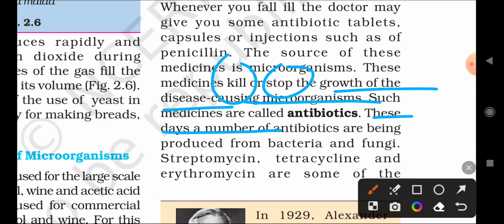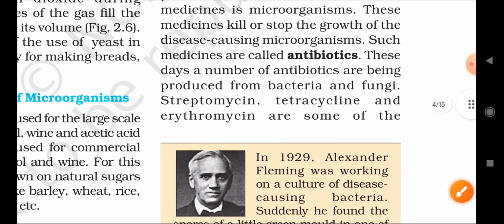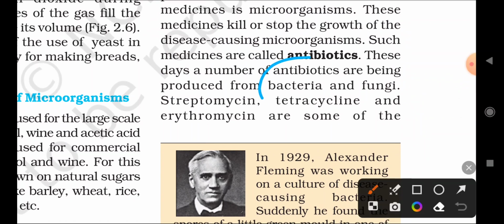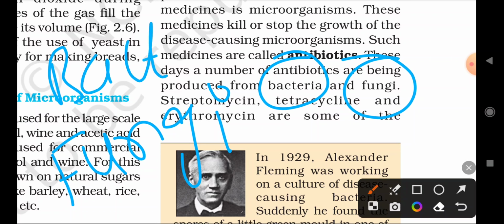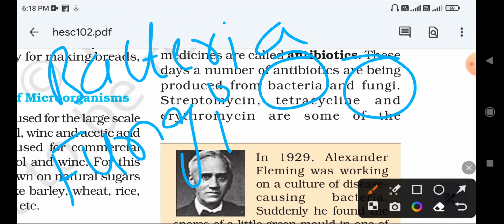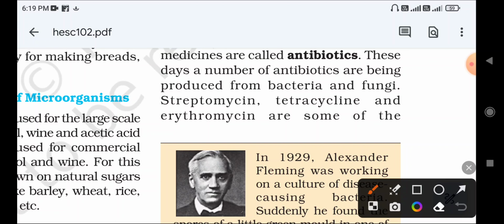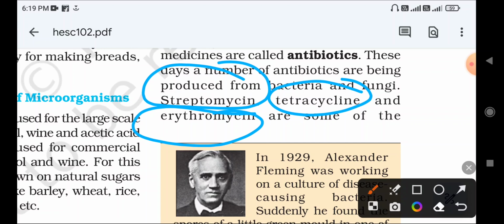These days a number of antibiotics are being produced from bacteria and fungi. Remember that. From which organisms are we producing antibiotics? From bacteria and fungi. From these two microorganisms we prepare several kinds of antibiotics, for example streptomycin, tetracycline and erythromycin. These are three examples of antibiotics.